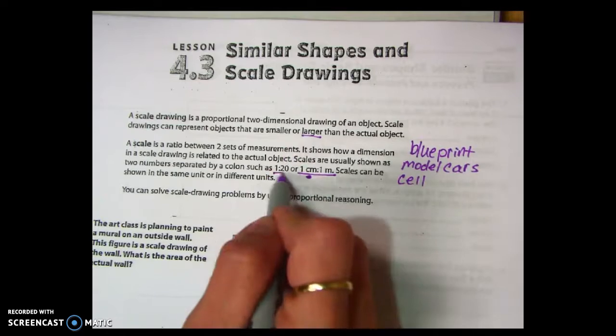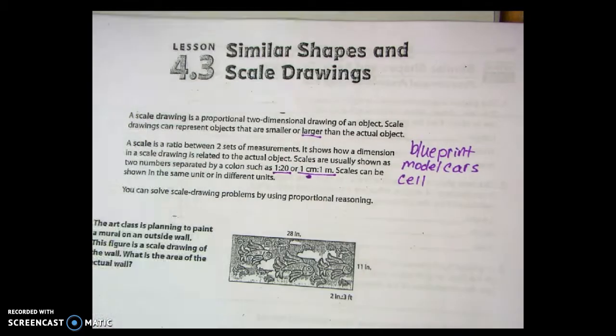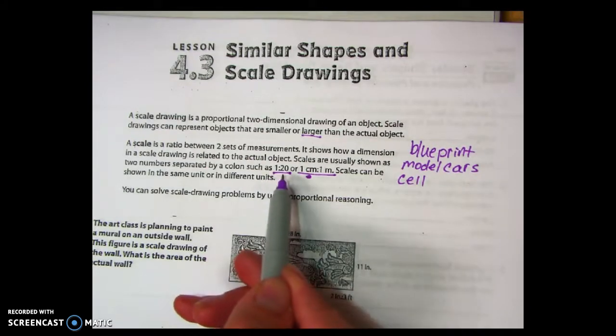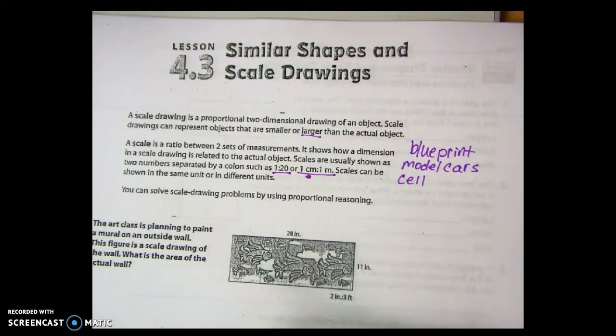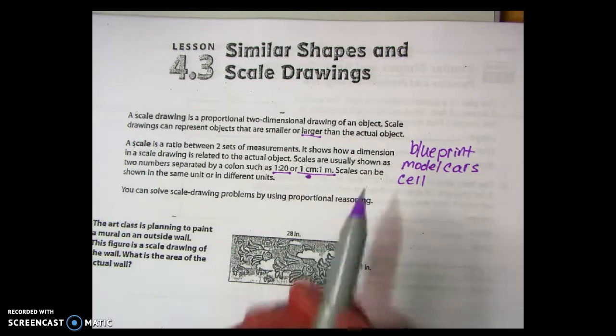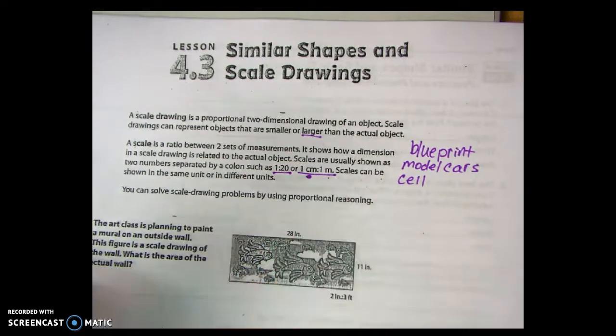Now if it just has like 1 to 20, then you're using the same units. So this would be like 1 inch represents 20 inches in real life. So if it doesn't have the measurement there, then the two things that you're comparing are using the same unit. If it has different measurements, then you would write that on there after your numbers.